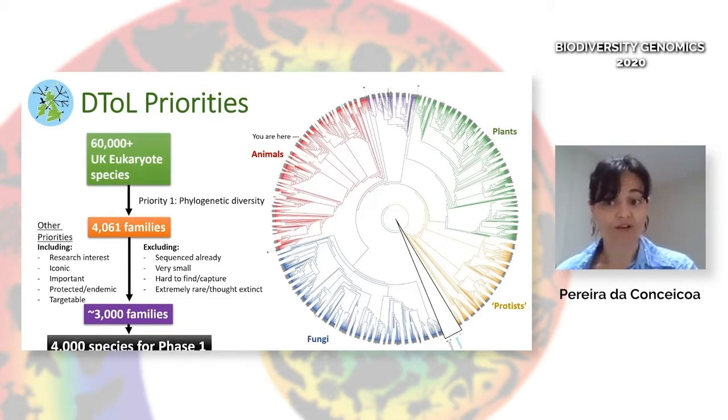And if we add other priorities that include research interests, iconic species, important species, protected and endemic species, as well as targetable species, what is actually feasible to collect and find? And this takes us to a total of 4,000 species for the first phase.